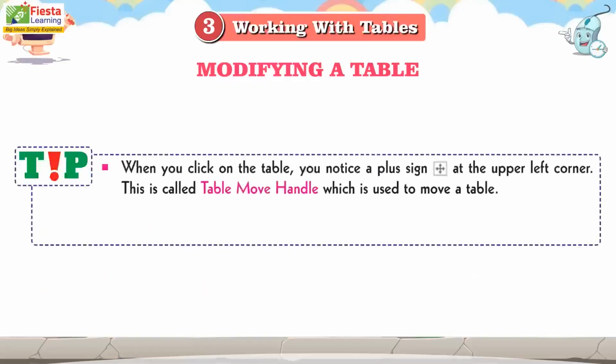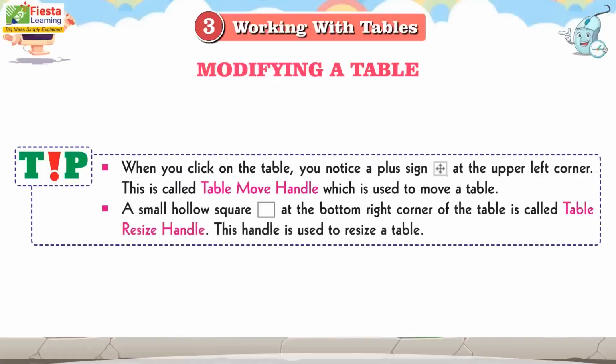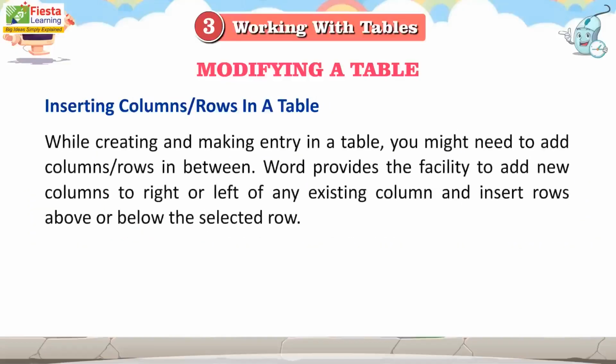Tip. When you click on the table, you notice a plus sign in the upper left corner. This is called the table move handle, which is used to move a table. A small hollow square at the bottom right corner of the table is called the table resize handle. This handle is used to resize a table. Inserting columns and rows in a table.